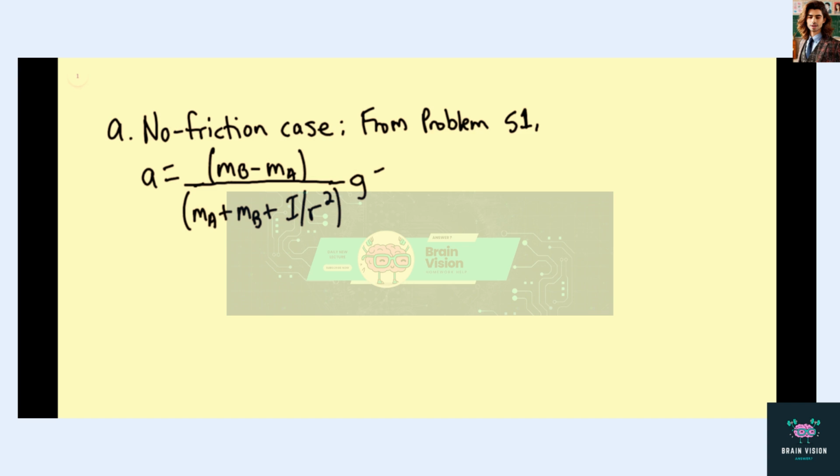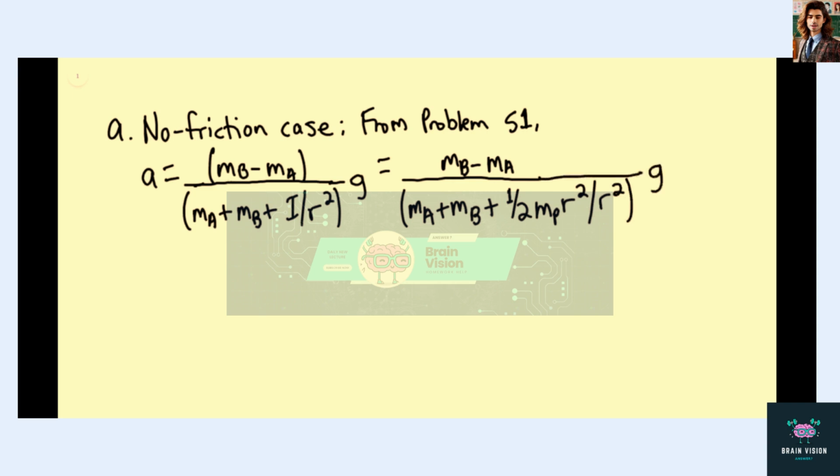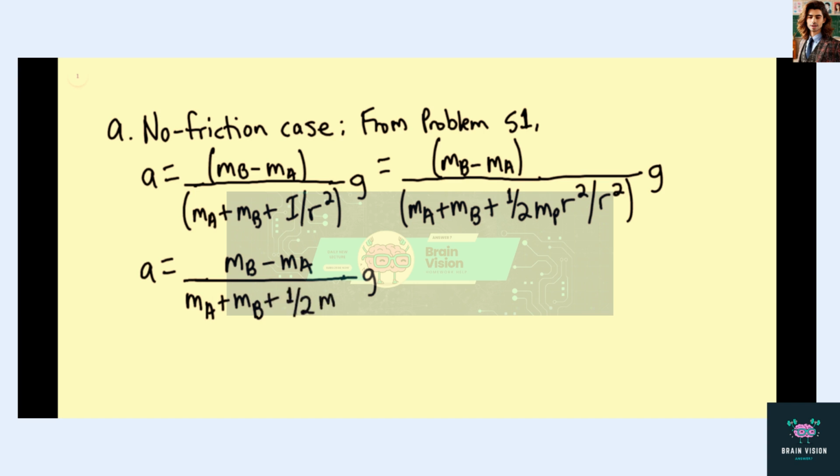This would be equal to mass of sub B minus mass of A divided by m sub A plus m sub B. Then we're going to substitute for the moment of inertia, so 1/2 times m sub P R squared divided by R squared, and then keeping the factor of G. At this point, we can say that the acceleration would then be equal to mass sub B minus mass sub A, keep that factor of G, and then divided by mass sub A plus mass sub B plus 1/2 times m sub P.